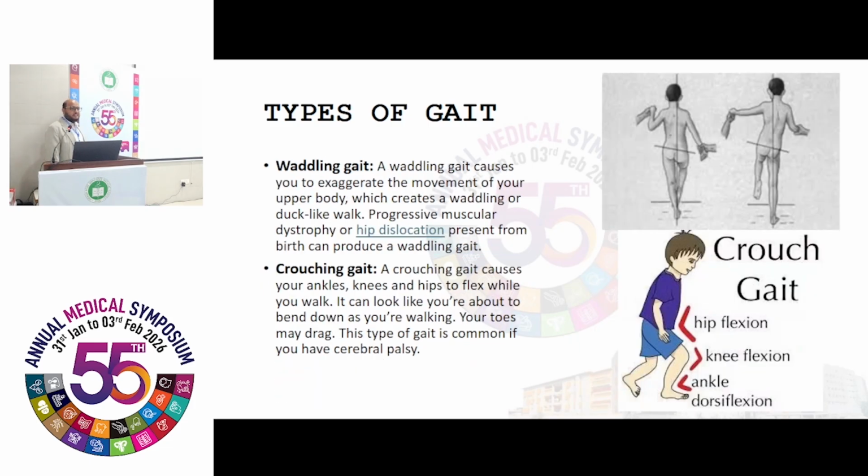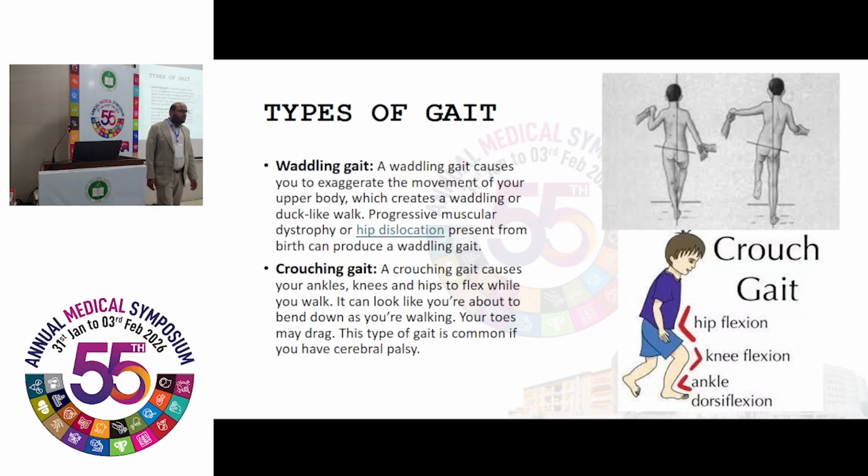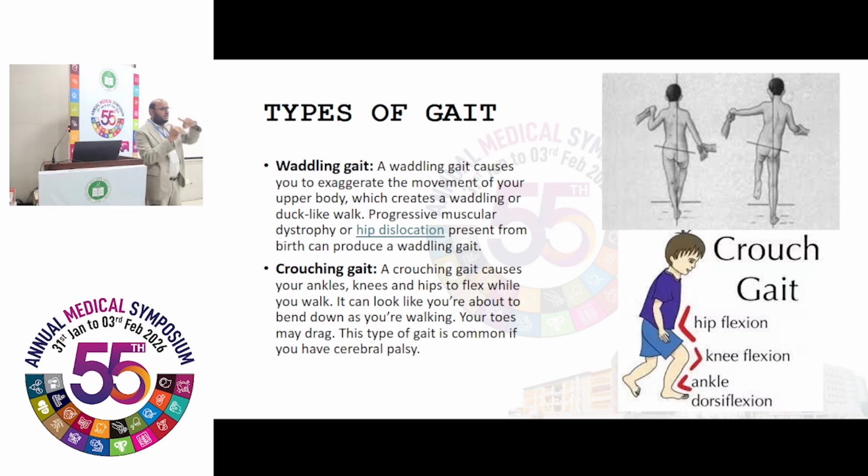Waddling gait usually occurs if there is hip involvement, with tightness of the adductors and flexors, so sometimes it causes dislocation of the hip joint. After the dislocation, there is usually an unbalancing of the hip, so it causes waddling. There is lifting of the abductor limb, so it lifts up the hip, and there is an unbalancing of the hip. The common gait in cerebral palsy is crouch gait.